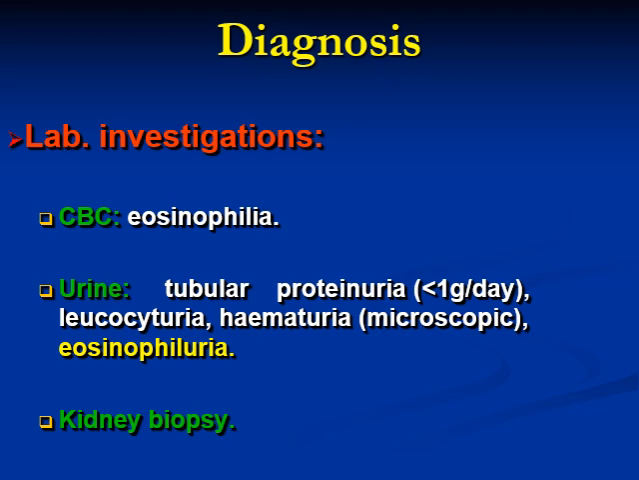In the complete blood count, there is an eosinophilia. The urine shows an eosinophiluria, and this is the most characteristic abnormality. Other urinary abnormalities include a tubular proteinuria, which is less than 1 gram per day with low molecular weight proteins, leukocyturia, and microscopic hematuria. The definitive diagnosis is through a renal biopsy, which shows intact glomeruli and blood vessels, and the whole lesion is restricted to the interstitium and renal tubule.